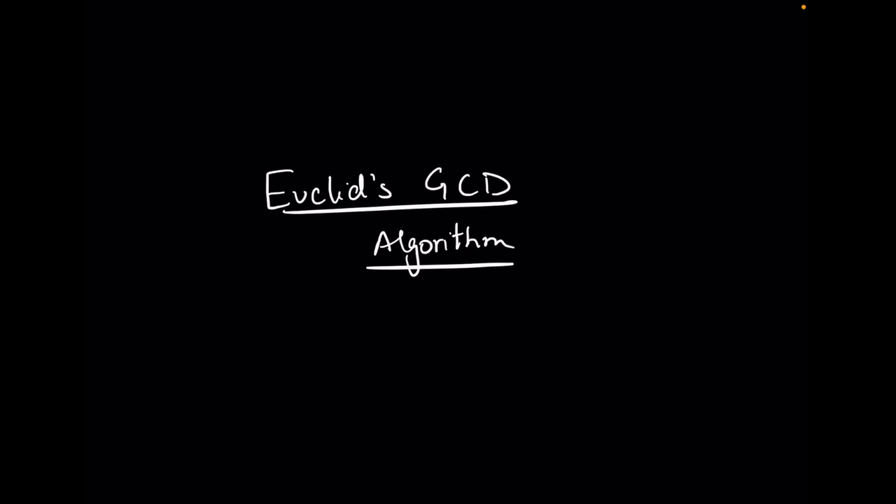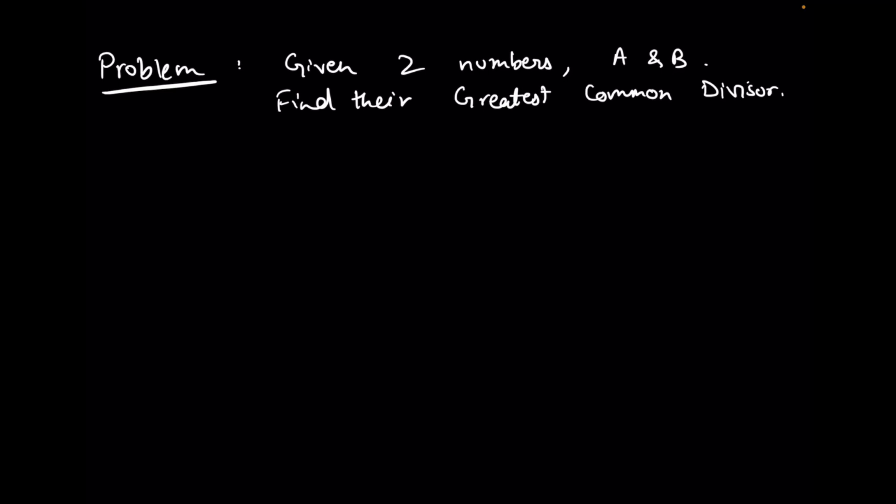Hi everyone. So today we're going to discuss Euclid's GCD algorithm. GCD basically stands for greatest common divisor. So this algorithm is for the GCD problem, which is that given two numbers a and b, where a and b are both positive integers, we want to find their greatest common divisor.